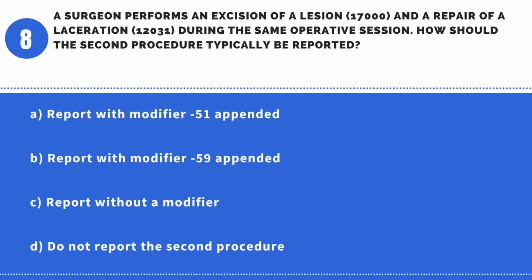Question 8. A surgeon performs an excision of a lesion, 17000, and a repair of a laceration, 12031, during the same operative session. How should the second procedure typically be reported? A. Report with modifier -51 appended. B. Report with modifier -59 appended. C. Report without a modifier. D. Do not report the second procedure.